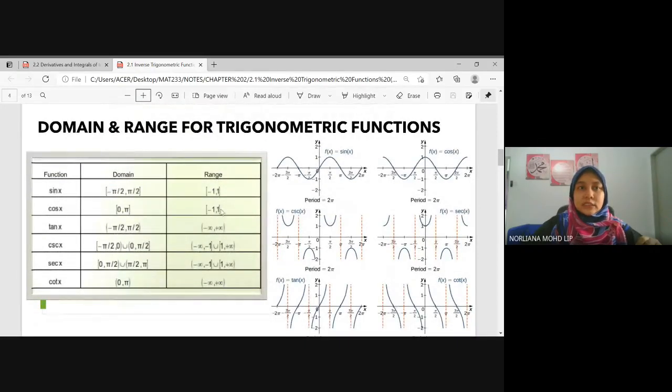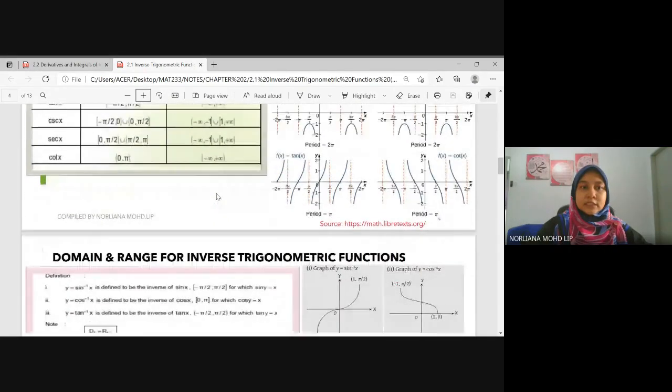Okay, this is the domain and range for the trigonometric function. Dia sebenarnya yang kita dah belajar sebelum ni in chapter 1, if we inverse the function, the domain of the original function is equal to the range of the inverse function. Kan, dia terbalik kan. Contoh kat sini awak tengok. The domain for sine x is -pi/2 until pi/2, and the range is -1 until 1.